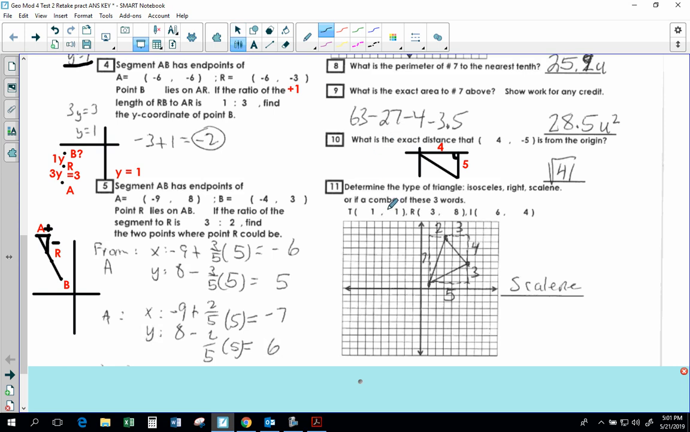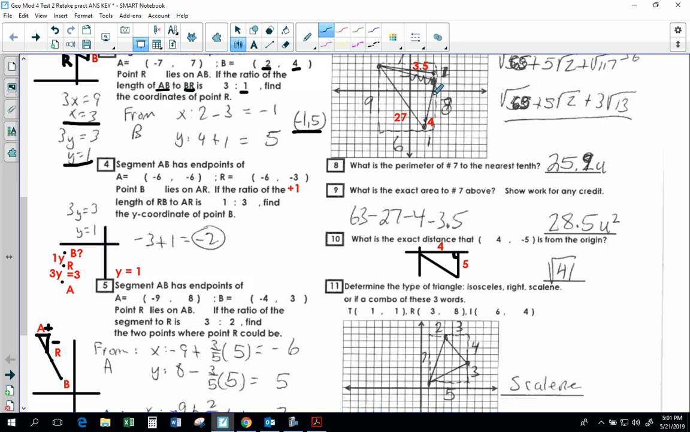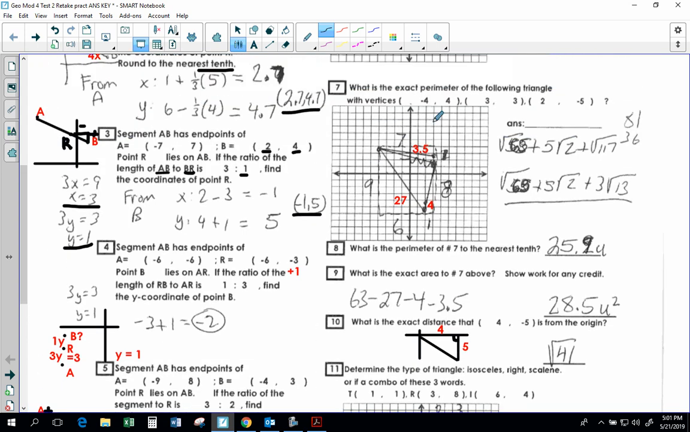All right, number 11 now. Determine the type of triangle. So again, I plot the 3 points. Okay, draw a rectangle around them, so it connects at the vertices there. And then I'm going to find each distance, just like we did right up here, and question number 7, find the exact perimeter.